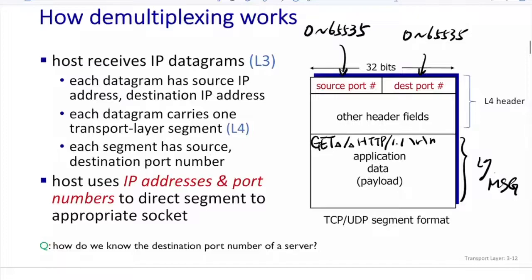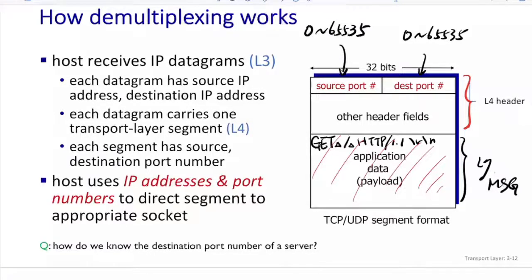So how does the multiplexing work? Let's take a look at the right-hand side. That is the TCP and UDP segment. Here the red part is the layer 4 header, which is attached on top of the layer 7 message. The application data is the message.